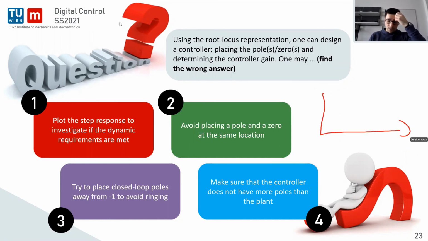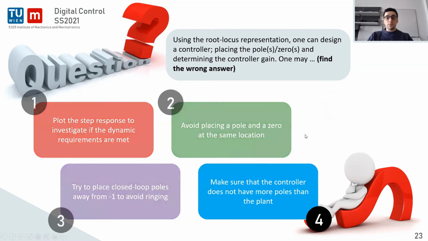If one of the poles is located close to -1, so let's say that this is the expected behavior, then I may end up with something like this, okay? So here it's just to get the idea, I will have lots of really high frequency oscillations. So I should try to not have any closed loop pole close to -1.